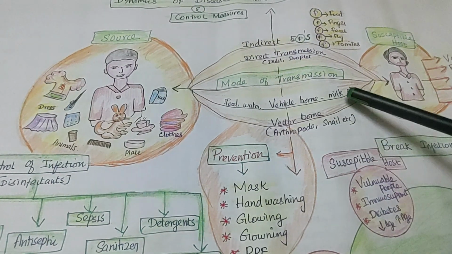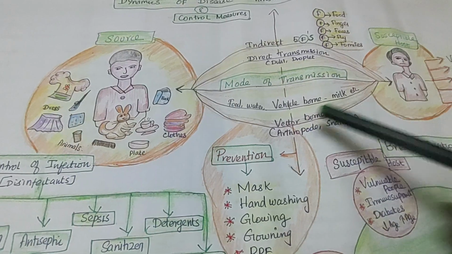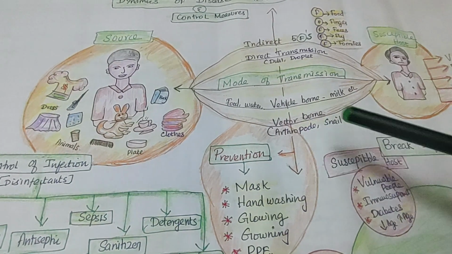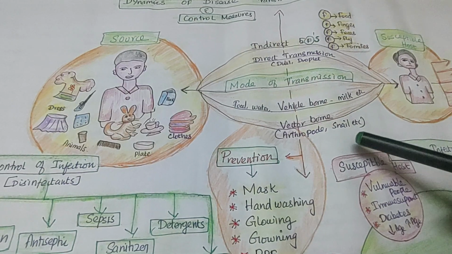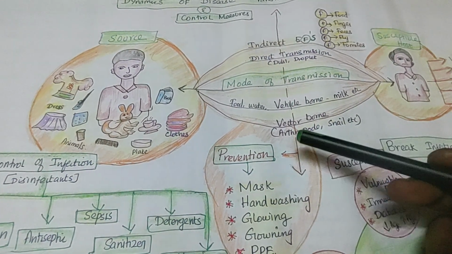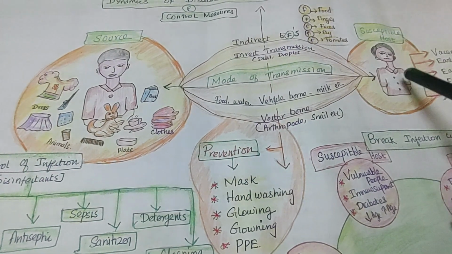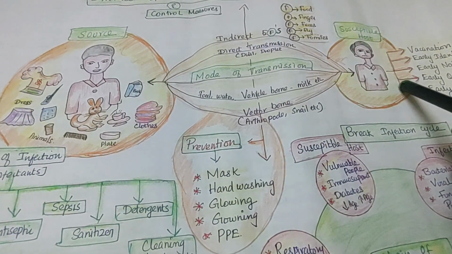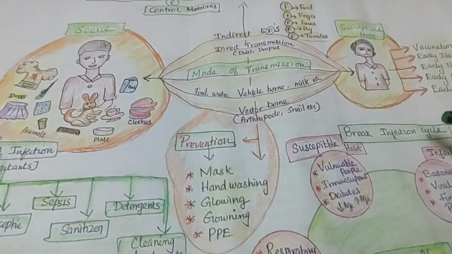And then the vehicle: water is a vehicle, fluid is a vehicle, milk is a vehicle, juice is a vehicle. Vector: arthropods, mosquito, cyclops, flies, tsetse flies, different vectors. And then the new host, the new person, without infection, but it is spreading in any of these ways.